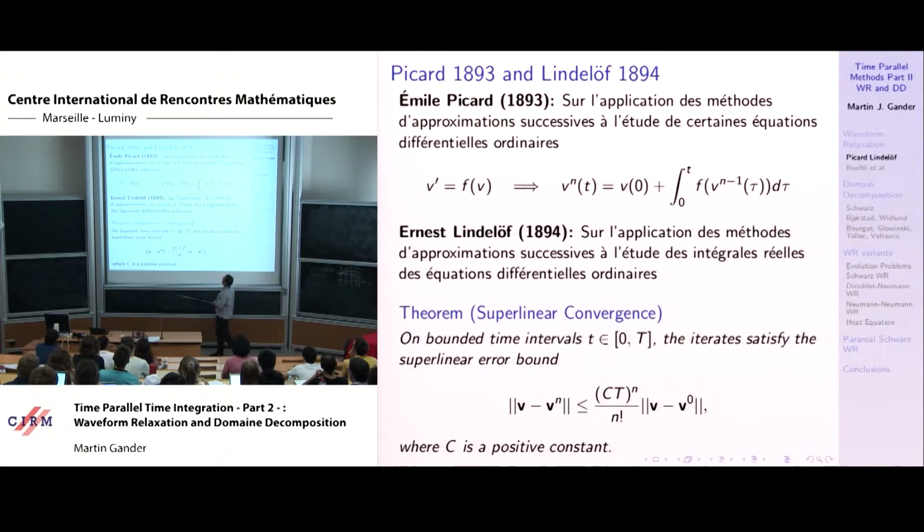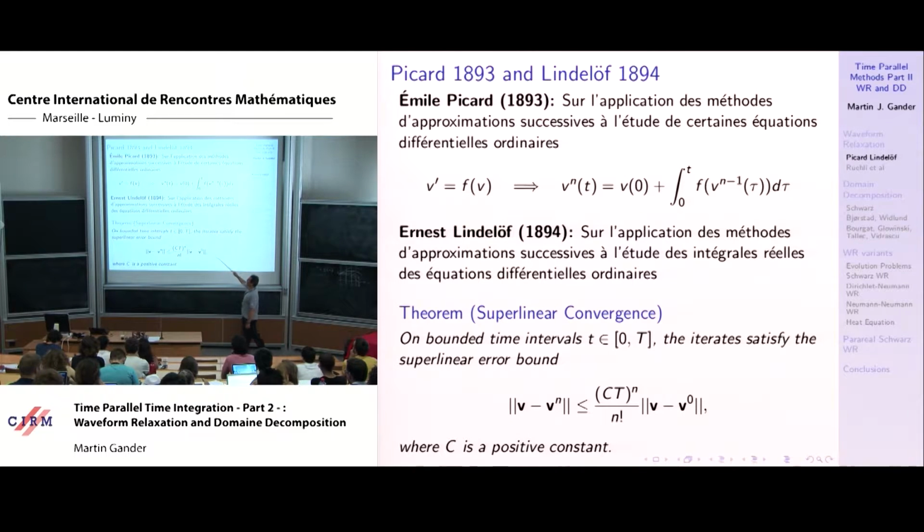This was the méthode des approximations successives de Picard to find the solution of this equation. And Picard proved convergence of this method to a limit that satisfied the ODE. And with this, he proved existence of the solution of this ODE on an interval from 0 to t. And a year later was Lindelöf who gave a convergence estimate for this iteration.